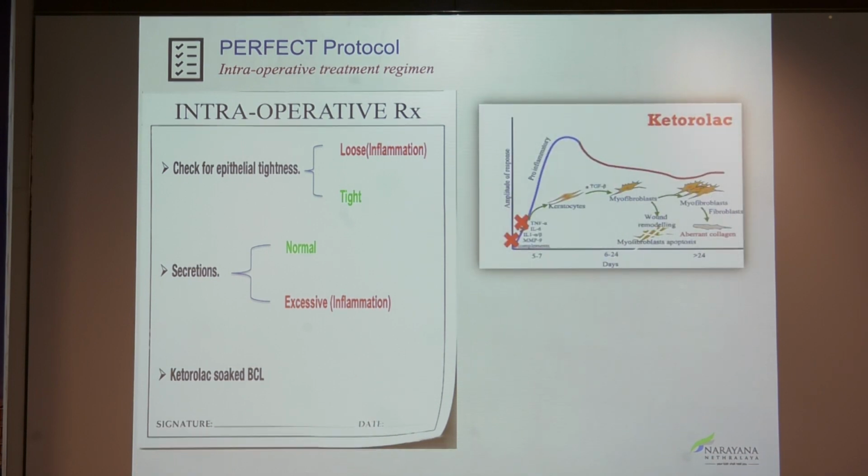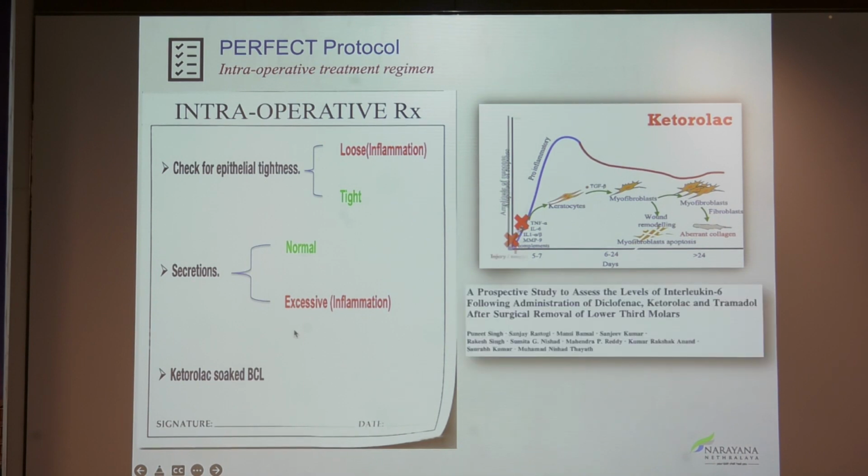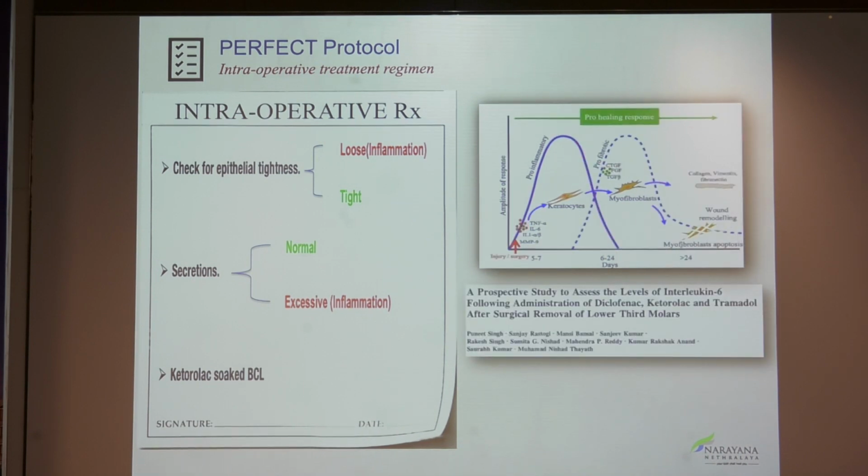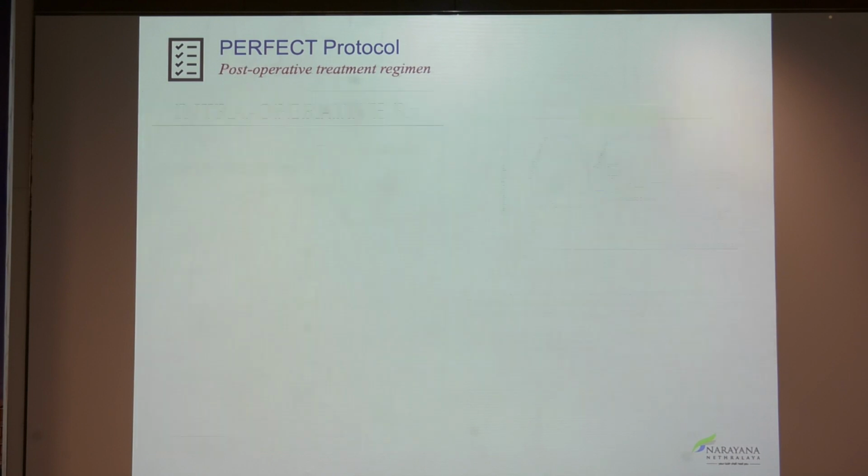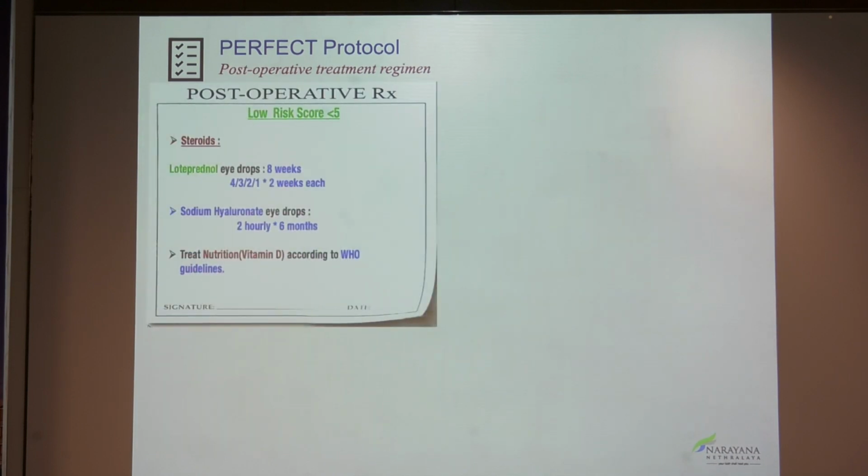Intraoperatively, look at the epithelial tightness. If you're removing it manually and it's loose, that means inflammation. If there is excessive intraoperative secretion, that is also a sign of inflammation, and post-surgery you need to keep them on higher steroids. Ketorolac soaked BCLs do take care of some amount of inflammation and optimize the wound healing, so we are at ease. In low risk, you can go ahead with your normal treatment regimen post-surgery.